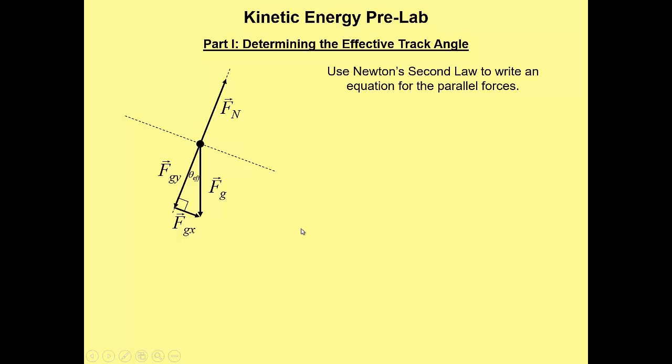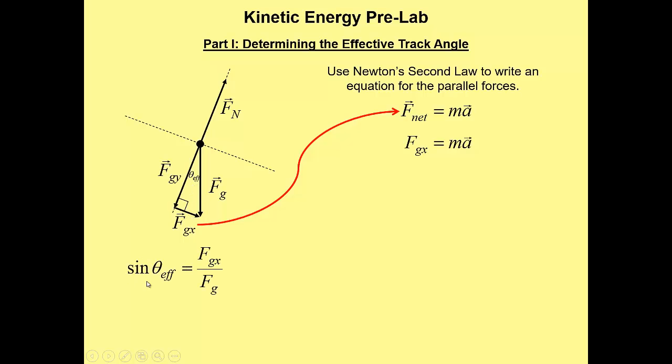If we apply Newton's second law, which says net force is mass times acceleration, right, that F_gx is our net force. And if we do a little trick here, here's our effective angle. Notice that F_gx is the opposite side to that angle, so we would use the sine function. So the sine of the effective angle is the opposite side, F_gx, over the hypotenuse, F_g. Little step of algebra, move the F_g to the other side by multiplication, since it's division. And we get F_gx is F_g sine of the effective angle.